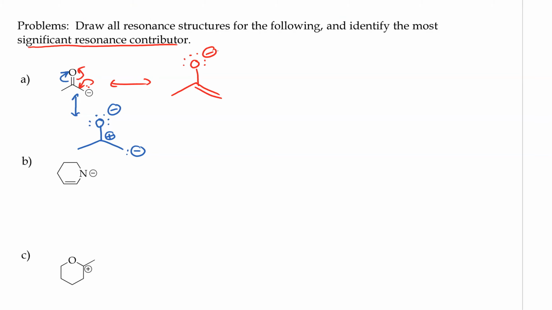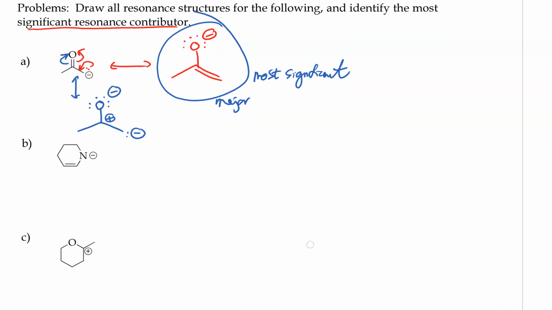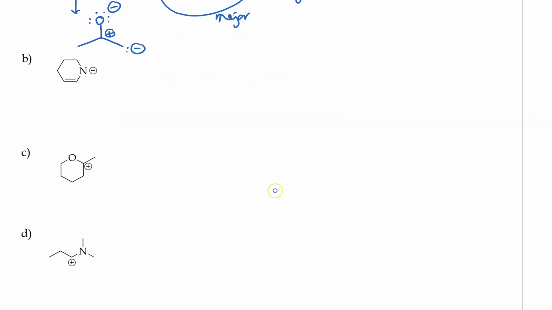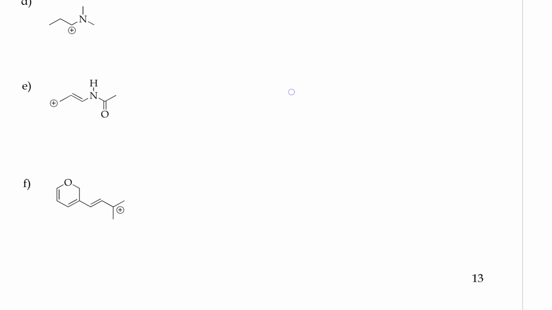The one where the oxygen is carrying the negative charge. Okay, so this would then be most significant and most stable. This is the major resonance contributor right here. And this would then be the least stable one. And please try the other examples, and we'll go over this in class.